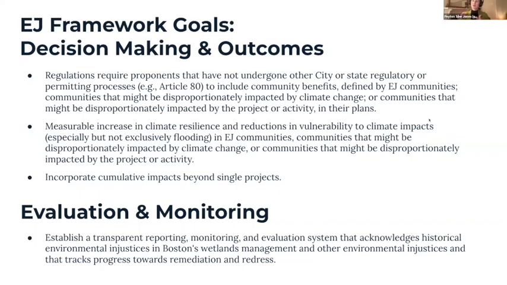And then the final 2 categories here are one around decision-making and outcomes. So this one, Alice is going to get into some of this a bit more when she's talking through the specifics of the regulation, but essentially requiring that proponents that have not gone through other city permitting processes consider community benefits defined by environmental justice communities, and that communities who might be disproportionately impacted by climate change or impacted by the project or activity seeking a permit are really accounted for in the decision and the outcome.